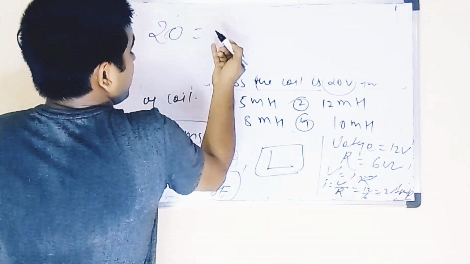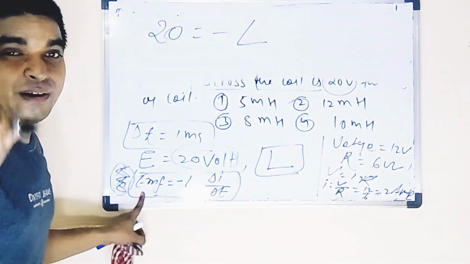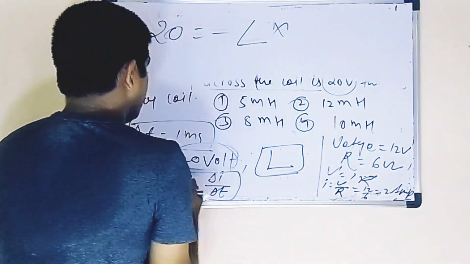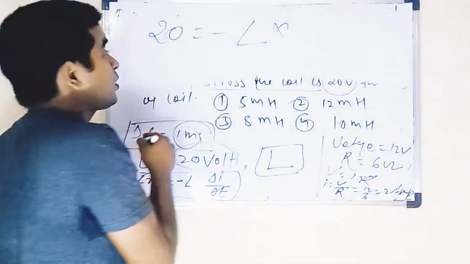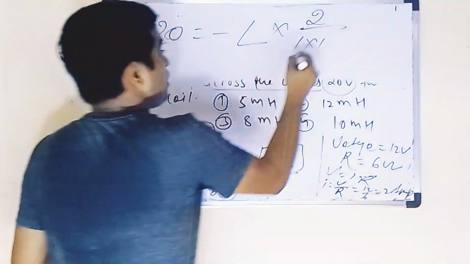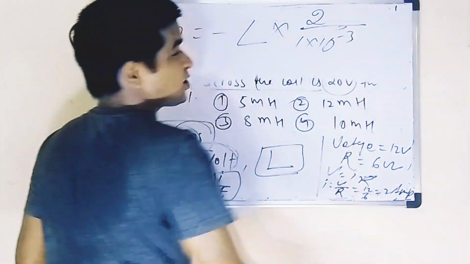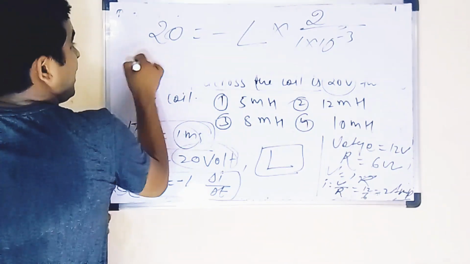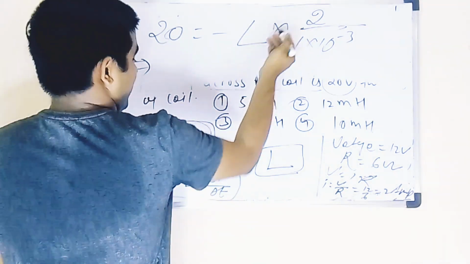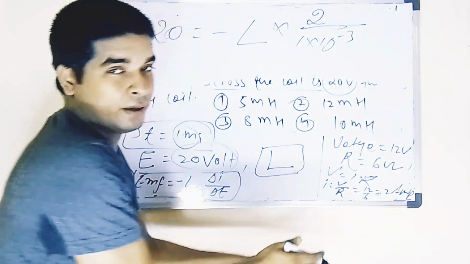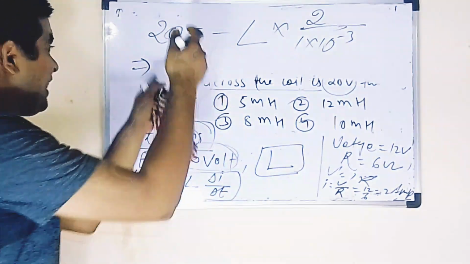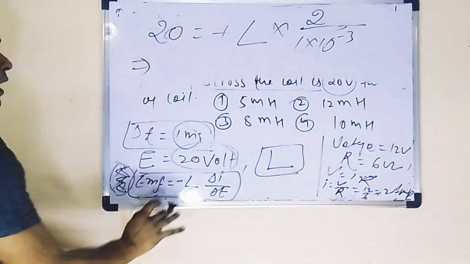20 equals L, which we don't know and need to find out, times delta I. The current change in this period of time is 2 ampere. So can I say 2 divided by 1 millisecond, which is given as 10 to the power minus 3? Yes or no? So what is L? Here the current is going from 0 to that value, so if you take the sign, it will directly come as a plus value.